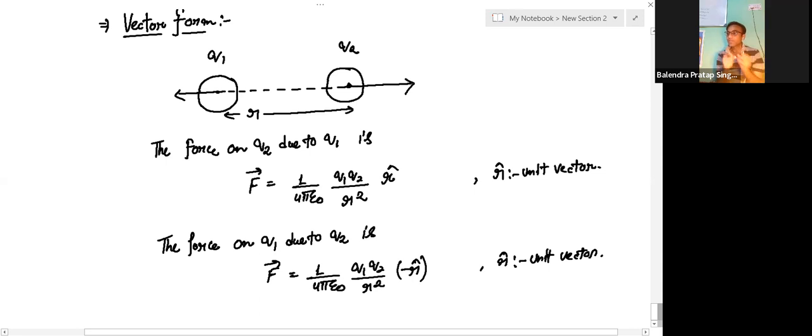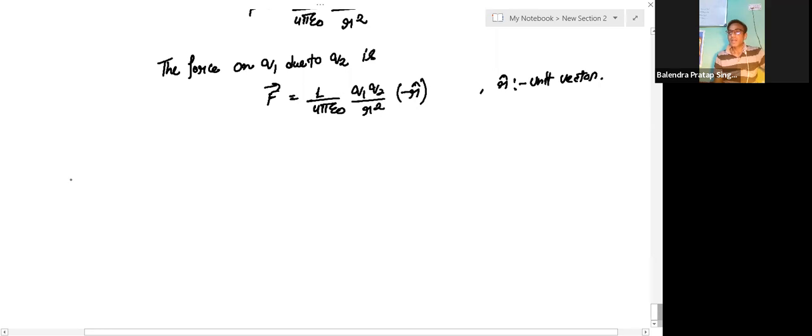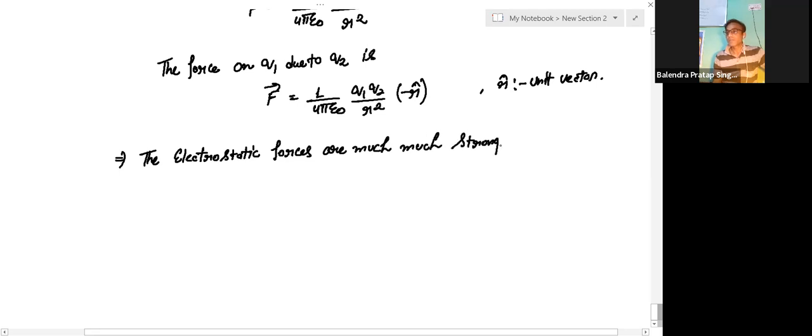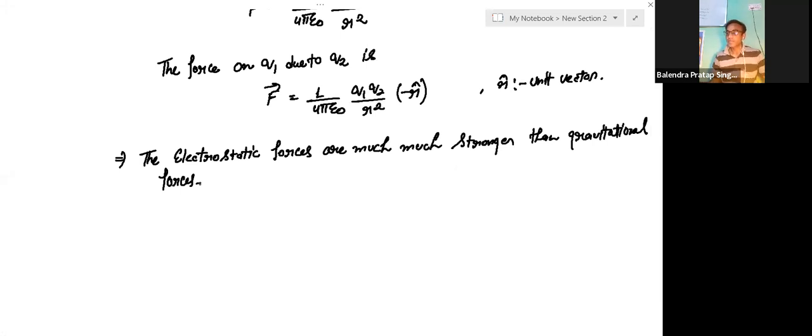This point you can write here: the electrostatic forces are much stronger than gravitational forces. This is a property of these Coulombian forces. These are very much stronger than gravitational forces.